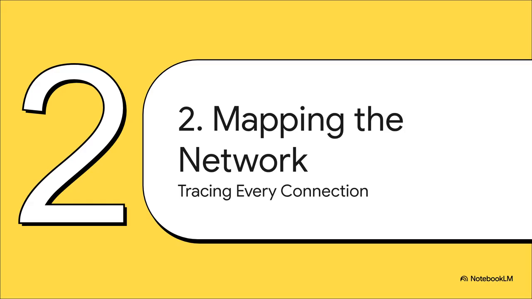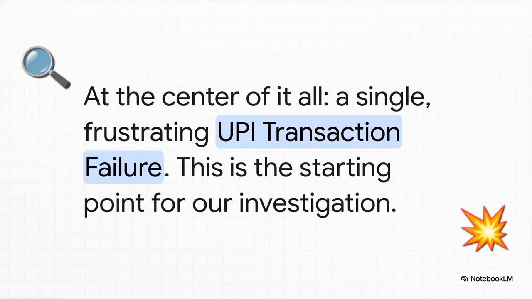All right, so before we can point any fingers, we have to understand the whole network. Every person, every device, every piece of code, it's all part of the crime scene. So let's map this whole thing out. This right here is our central mystery. It's the head of the fishbone, the very top of our fault tree. A single, super frustrating UPI transaction failure. And from this one event, this massive web of potential causes just starts to spread out.